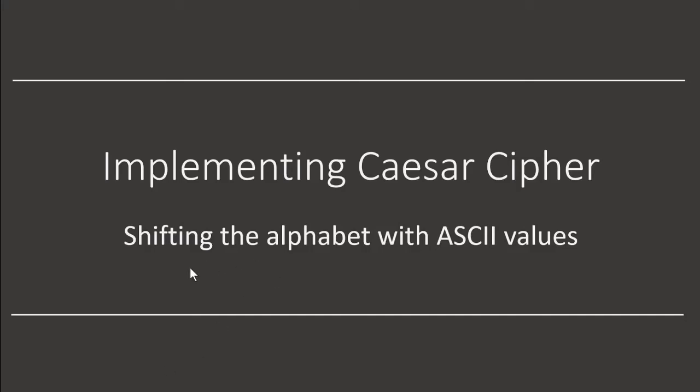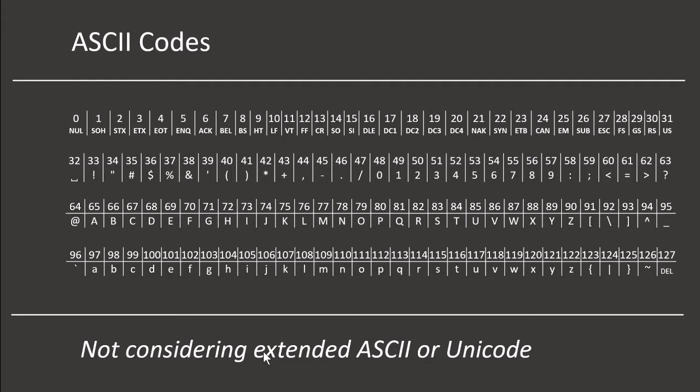Hi everybody, I want to talk a little bit today about implementing a Caesar cipher using ASCII values. Caesar cipher, of course, is a substitution cipher where you get your ciphertext value for each letter by shifting the alphabet up or down a certain number of spaces. So if we start with our ASCII codes, you can see the values run from 0 to 127.